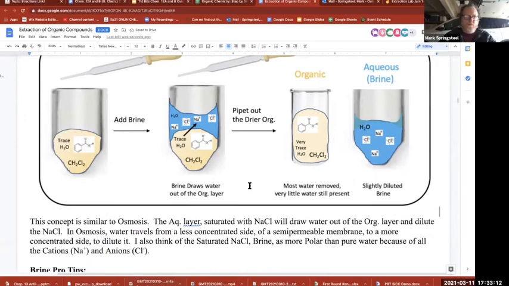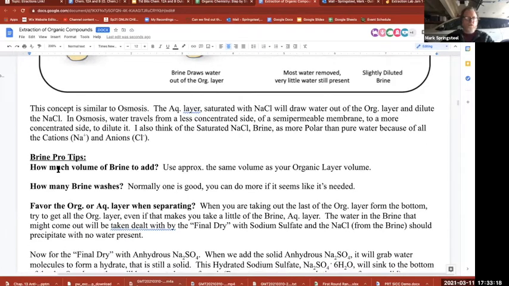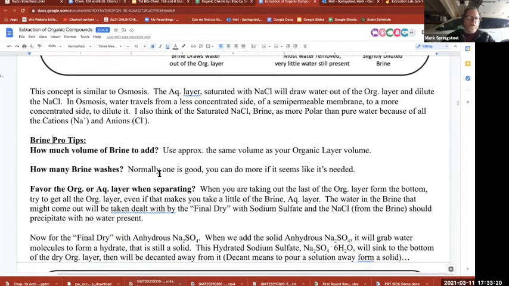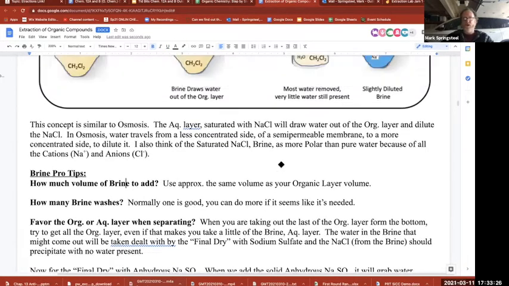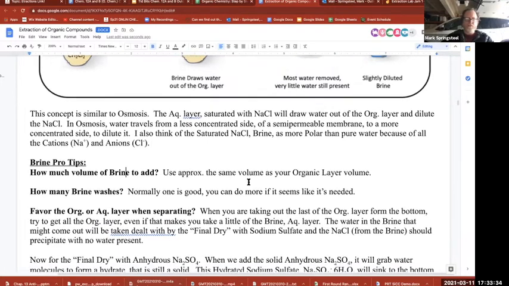All right, so it's similar to osmosis, like I was saying before. You dilute the sodium chloride there. All right, so here are some brine pro tips. How much volume of brine do you add, if you're in lab? I usually use about the same volume. So if this was, say, 5 milliliters of organic layer, I'll add about 5 milliliters of brine or less. It's not that big a deal.